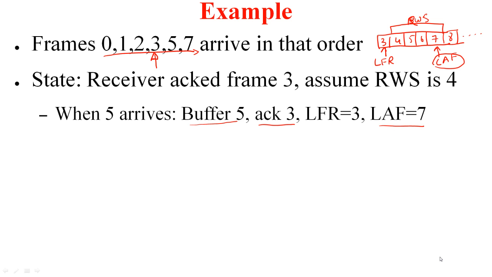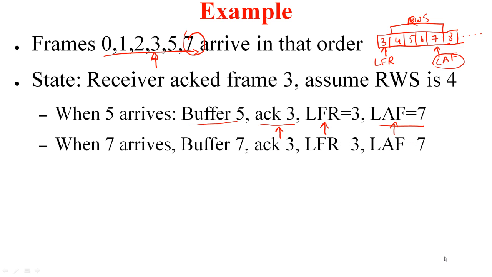Now if frame 7 were to arrive, what would you ACK? What will your LFR be and what will your LAF be? That's right, you buffer frame 7 also because it is within the window, and you still send ACK 3 because there is still a hole at frame 4, and thereby LFR stays the same and LAF also stays the same. Now suppose the sender were to retransmit frame 4 on a timeout and frame 4 arrives after this. Now what will your ACK be? What will your LFR be? And what will your LAF be?